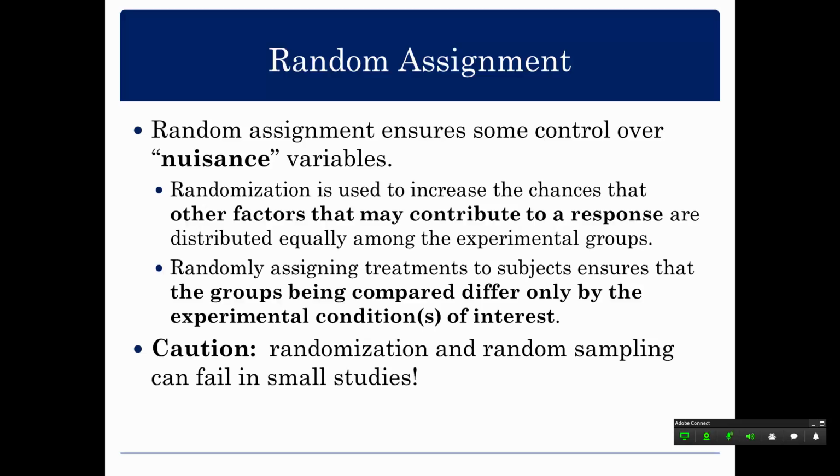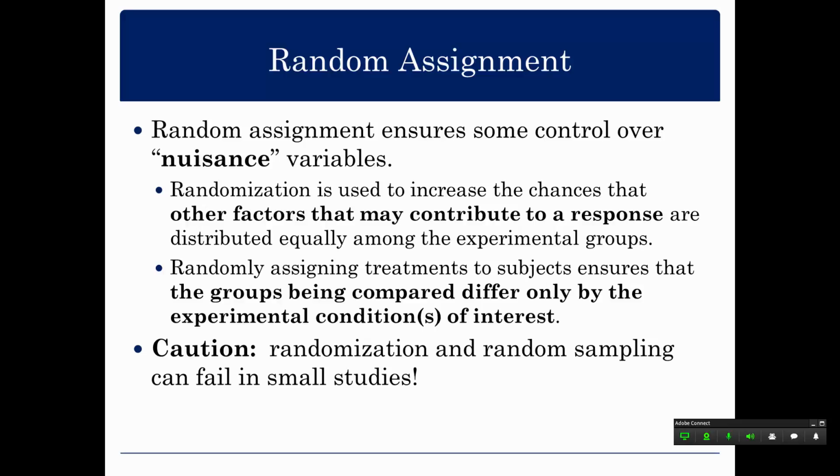The key here, though, is that randomization, just like with random sampling, can fail in small studies. So just like with random sampling, if I'm only taking a snapshot that is a small fraction of a population, that snapshot could be very biased. I may just by random chance get all 10 people who are going to respond poorly to my intervention because the population is so large and the random sampling didn't work. Randomization is the same way.